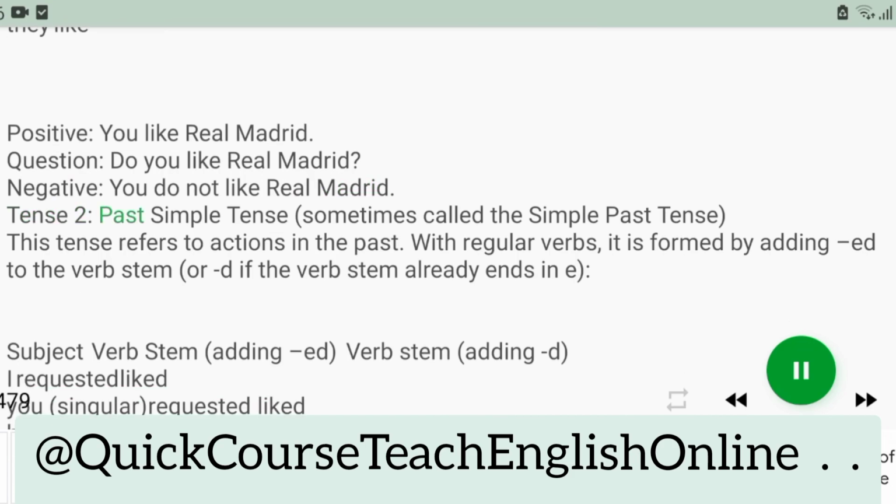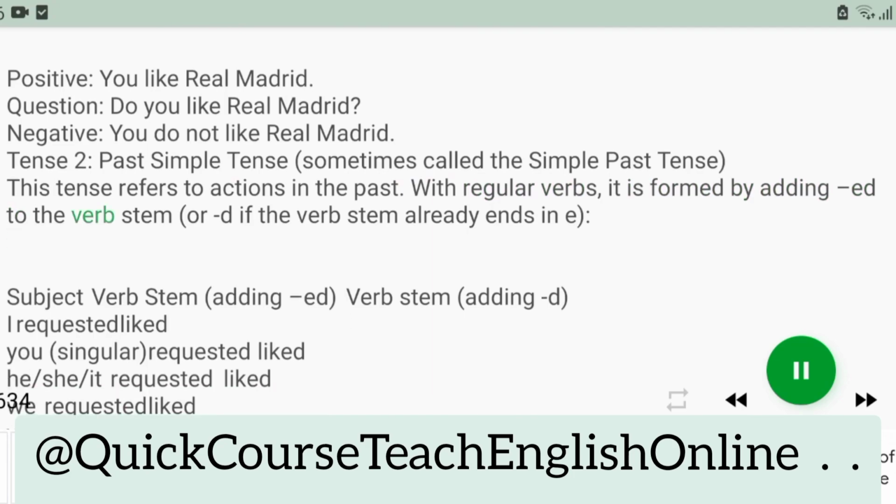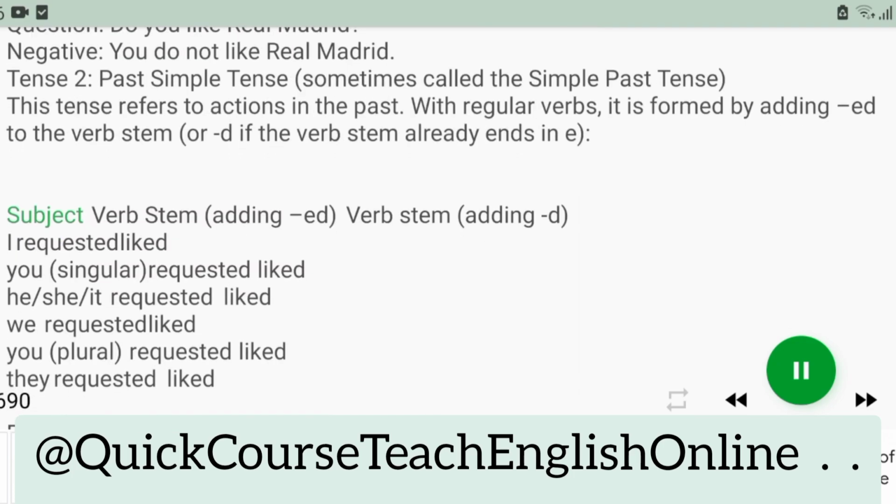Tense 2. Past simple tense, sometimes called the simple past tense. This tense refers to actions in the past. With regular verbs, it is formed by adding ed to the verb stem, or d if the verb stem already ends in e. Subject. Verb stem, adding ed. Verb stem, adding d.